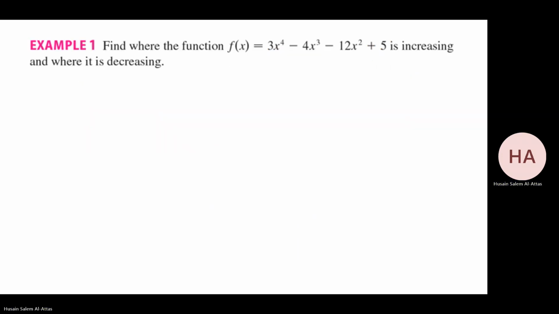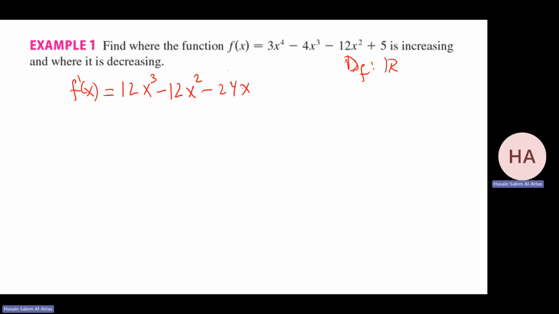Okay, we'll do the same. Find where the function is increasing or where it is decreasing. We'll find f prime, find critical numbers and points of discontinuity. Here we have no points of discontinuity. The domain of f is all real numbers. So we'll find f prime. That will be 12x cubed minus 12x squared minus 24x. I will take 12x as a common factor. So that gives me x squared minus x minus 2. And that gives me 12x times x minus 2 times x plus 1.